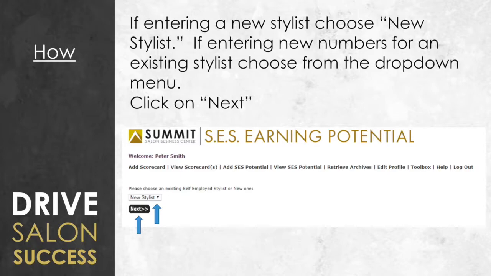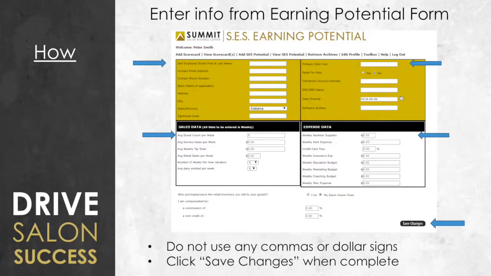You're going to end up with a library of these here, Joe. So you could potentially do multiple worksheets for the same stylist, in which case you're going to use that drop-down menu to choose that stylist so that you can update their information. So you're going to click Next. Now you're going to take the information that you've gotten off of the data collection form and transfer it here onto the actual earning potential worksheet, and you'll find that it's going to flow into the worksheet.